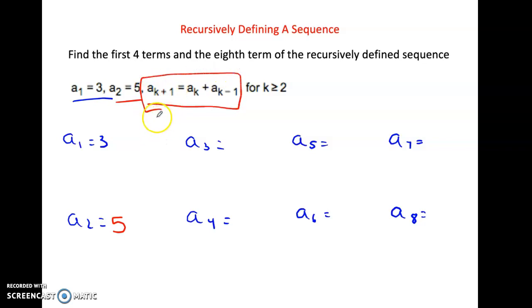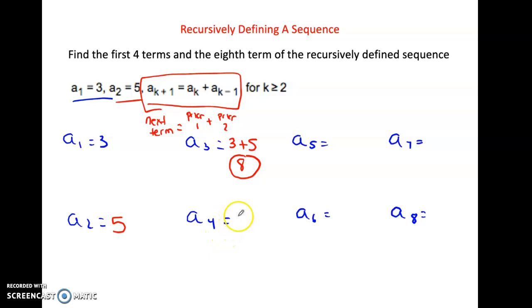is telling me that the next term, so k plus 1, the next term is going to equal the term prior to that plus the term prior to that one. Okay, so if this is k plus 1, that's k, and that's k minus 1. Just think of numbers. So if this is 3, that's going to be 2, and that's going to be 1. So a sub 3 is going to be the sum of the previous. So 3 plus 5, which is 8.